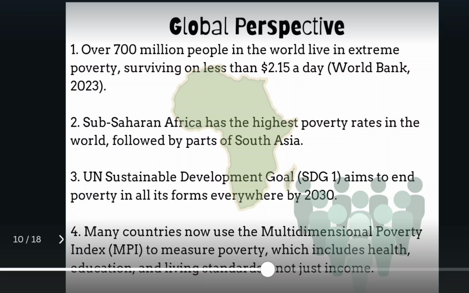Many countries now use the multidimensional poverty index to measure poverty, which includes health, education, and living standards, and not just income. So now poverty is not just considered a lack of income or minimum income, but it also includes where people don't have good health facilities, education, and a certain basic standard of living.